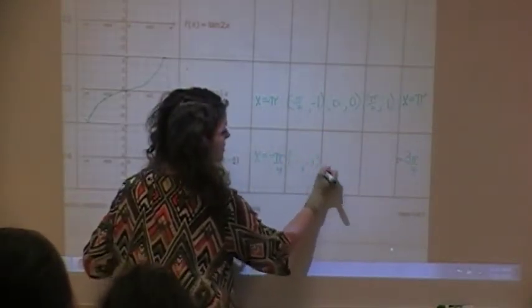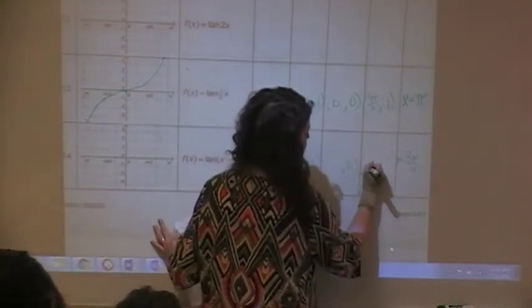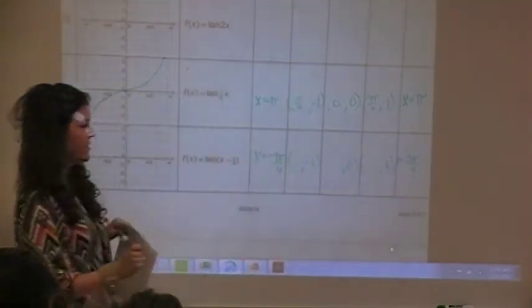Alright, this is just a horizontal issue. So the only thing that's changing are your x values. So I'm going to write all my y values in.